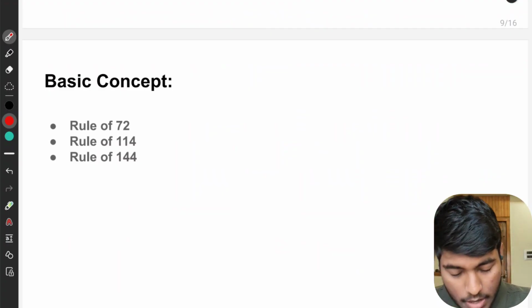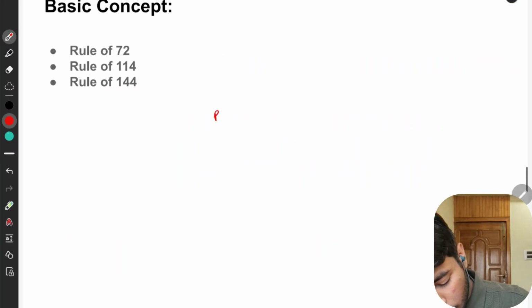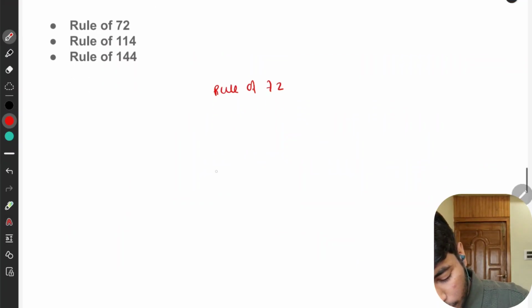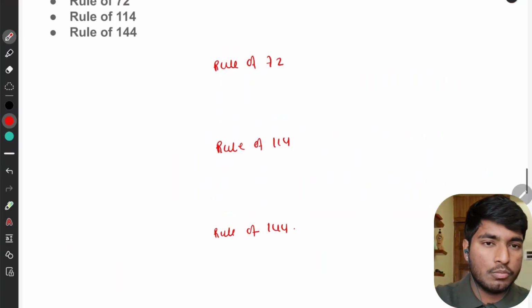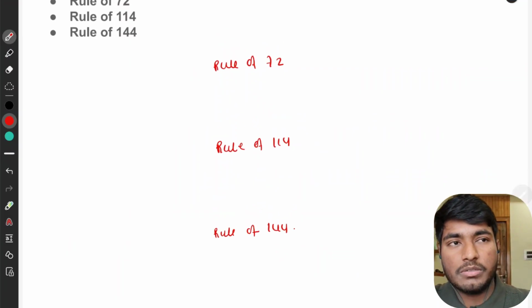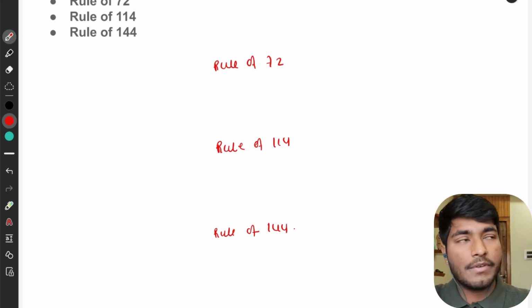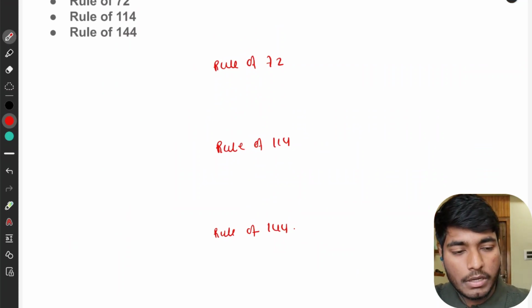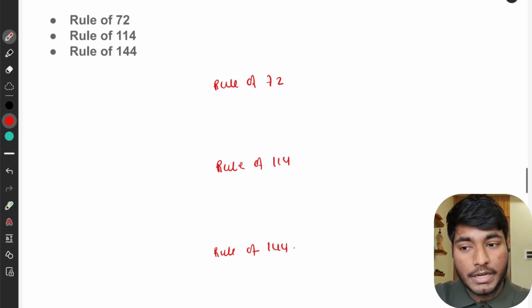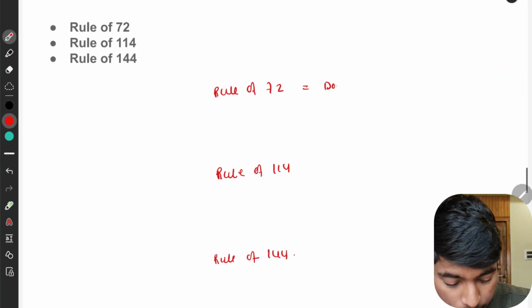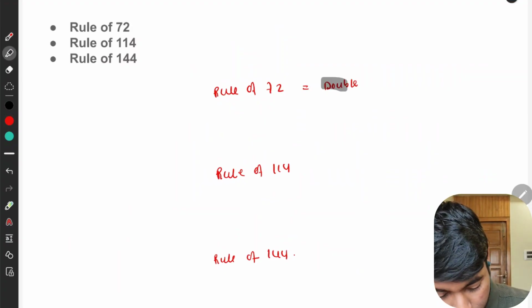Remember, there are certain rules: rule of 72, rule of 114, and rule of 144. Just assume the question says I have given you 1000 rupees and the rate of, let's say, 10%. After how many years will it become 2 times? Whenever the amount is getting doubled, you have to follow the rule of 72. In case of double, the rule is of 72.